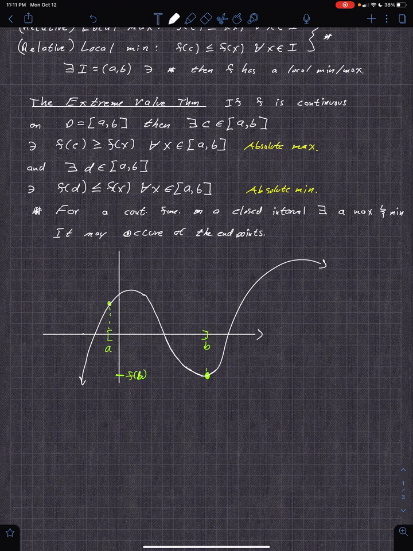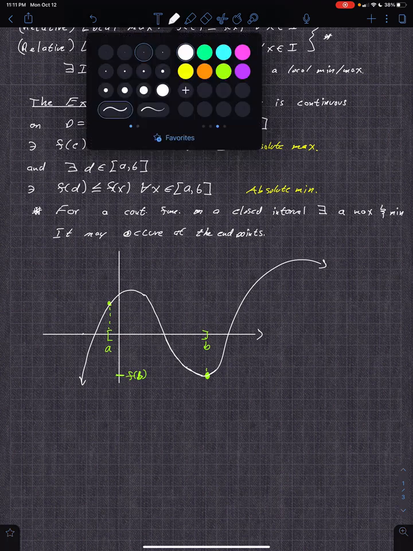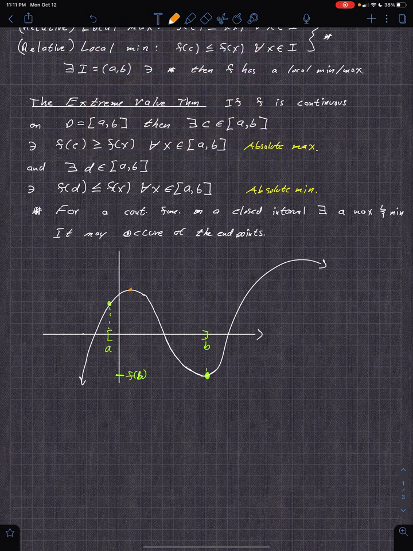All right. So here, this is the absolute maximum. This one does not occur at the endpoint. So there's my C, and then my D equals B is at the endpoint. Okay, so that can happen.